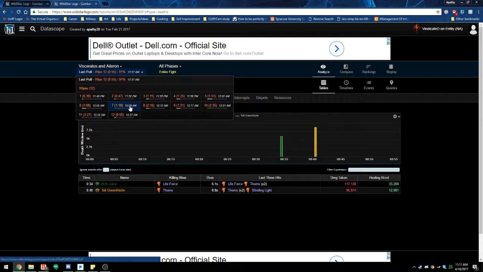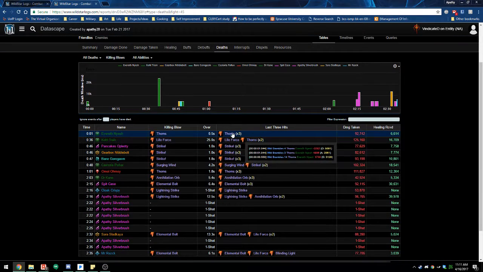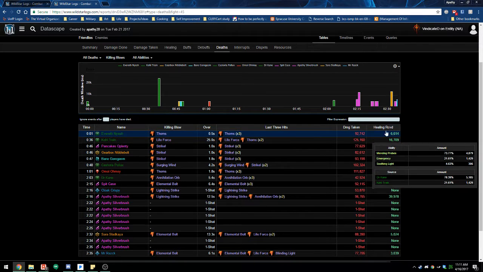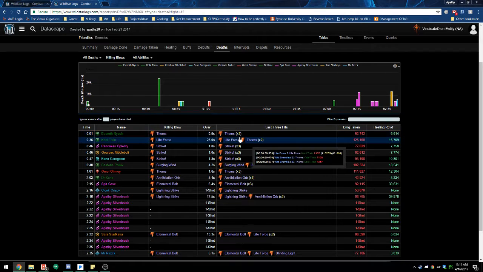Let's see, what's a decent length fight? So here's a 2.5 minute fight, and we can see why people are dying. So this person, their last 3 hits were Thorns, hit them 3 times. This is a dodgeable Thorns. We know when it's appearing. It's an AoE below us, then it pops up. You can roll out.